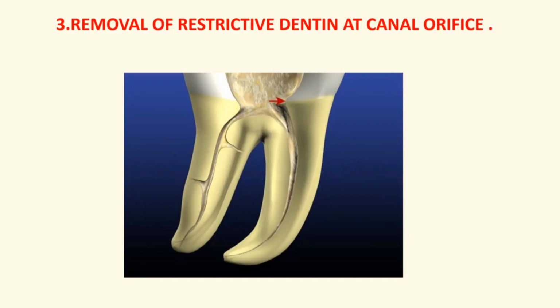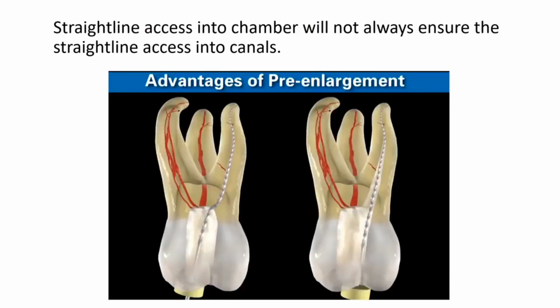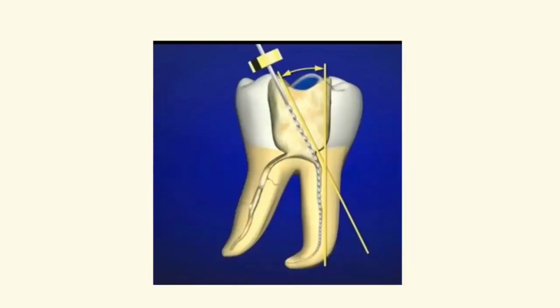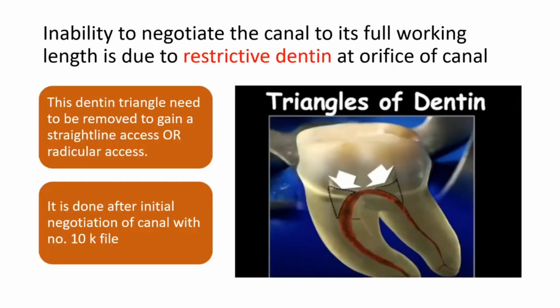Next step is the removal of the restrictive dentin at the canal orifice. Till now, we have discussed the reading of the preoperative radiograph, access cavity, orifice location, and initial scouting of the canal. Straight line access into the chamber will not always ensure straight line access into the canals. Here you can see the file is getting deflected from the straight line due to the restrictive dentin at the orifice of the canal.